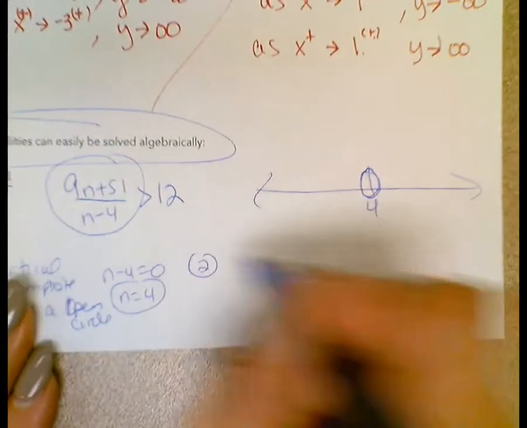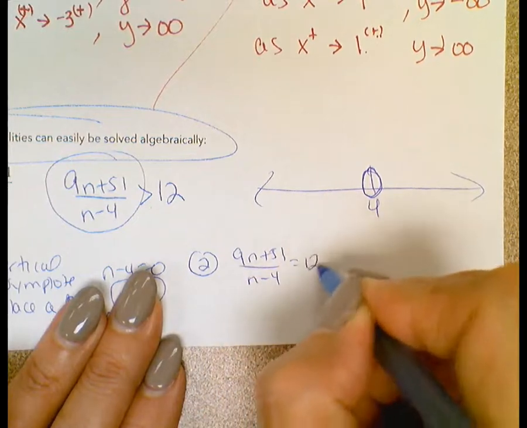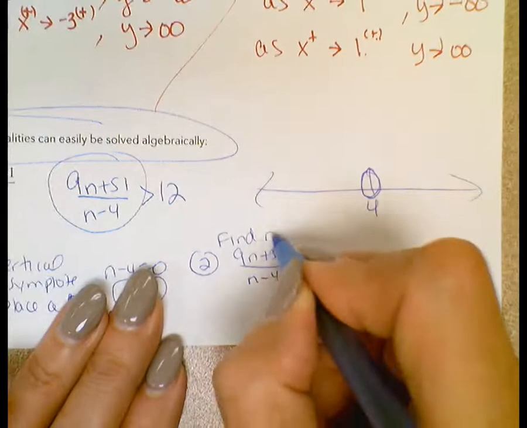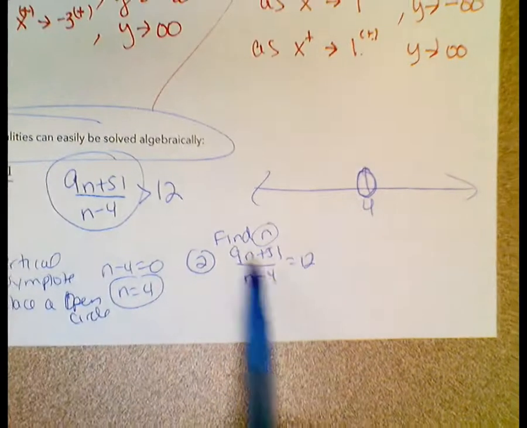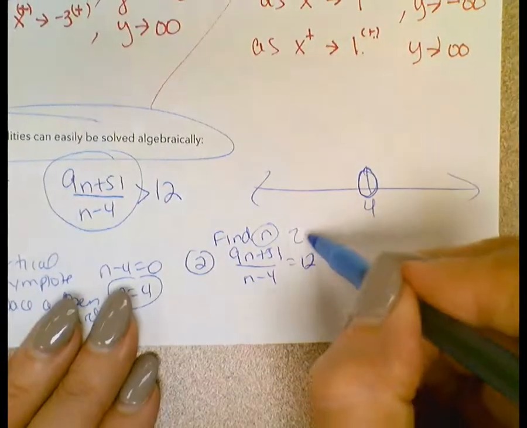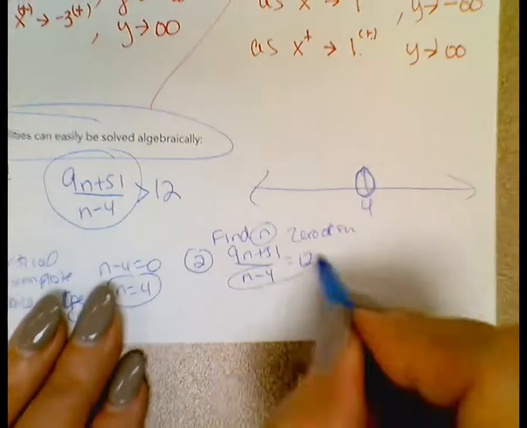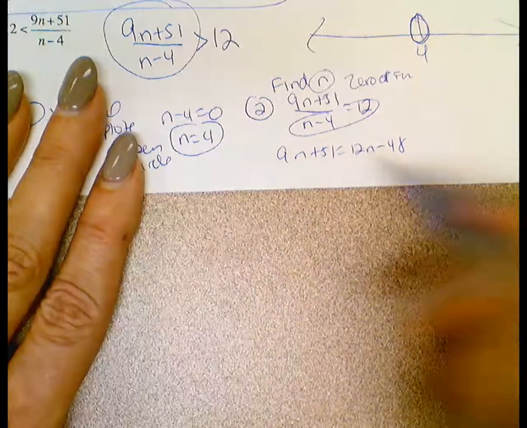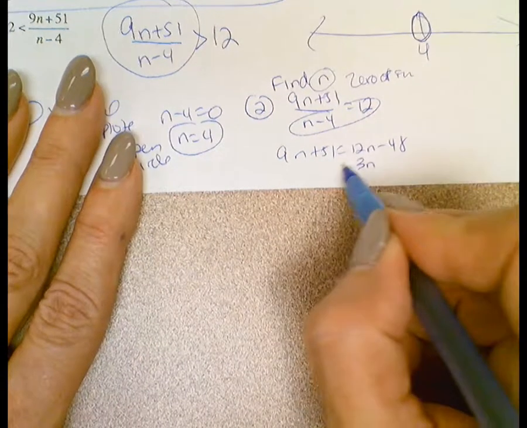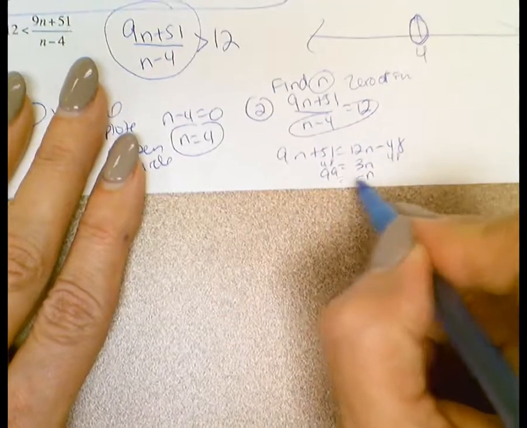The second thing I want you to do is the same exact problem, but set it equal to 12, and find n. Whatever n is that equals 12 is called a 0 of the function. So solve for n. We're going to cross multiply. Like this. Then you subtract 9 over, get 3n. We add 48 over. You get 99, and n is 33.